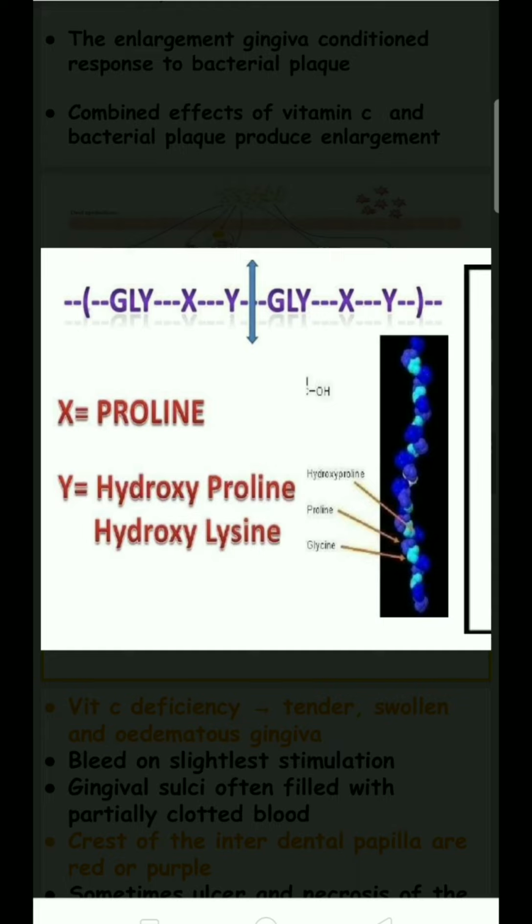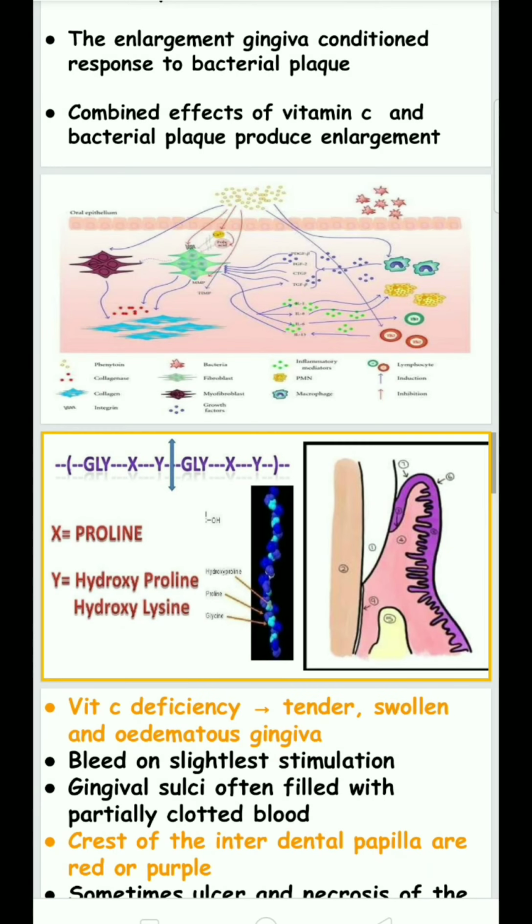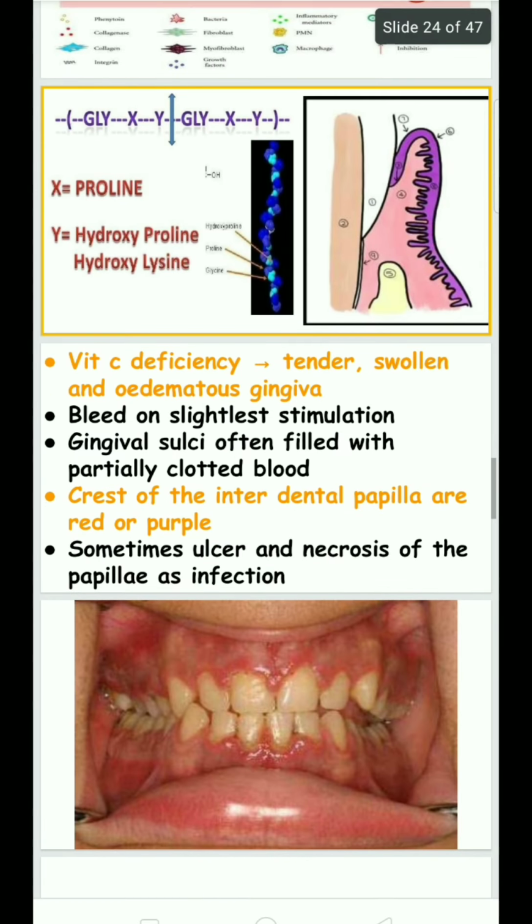So the platelets get accumulated in the collagen fibers, which leads to a blood clot. But the collagen fibers are weak due to the deficiency of vitamin C. As a result, spontaneous bleeding will occur. At the same time, immunity also decreases due to lack of vitamin C. As a result, gingival enlargement easily occurs. There is bleeding on slightest stimulation.